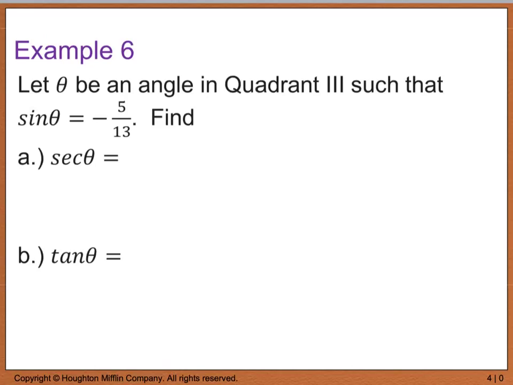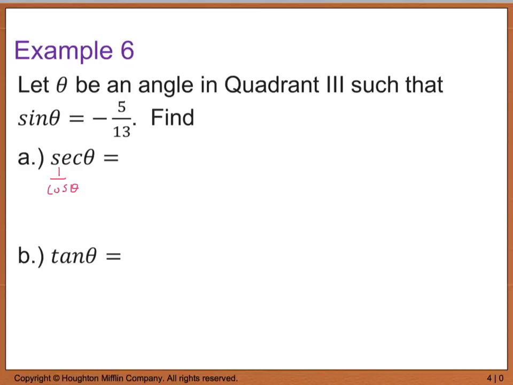Now example 6 is going to be a little bit different. I'm going to have to use those trig identities that we learned in the last section and apply them to this section. So example 6 says, let theta be an angle in quadrant 3 such that the sine of theta is equal to a negative 5/13. We want to find the secant of theta. Well, secant is really 1 divided by the cosine of theta. So that's telling me that I need to find cosine based on a sine value first.